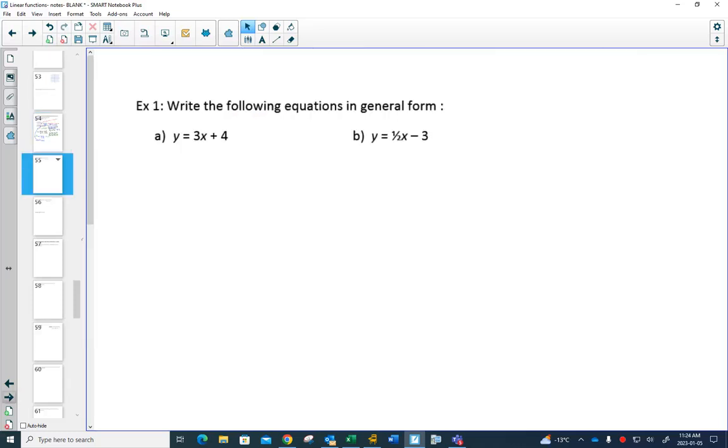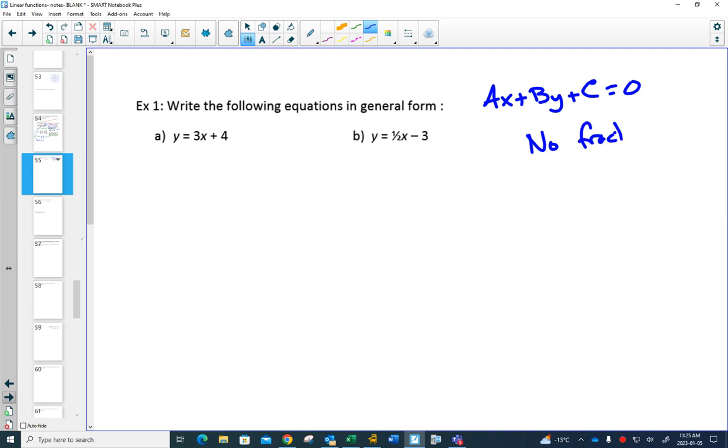Okay, so what do we do with these? One thing we do is take one form and write it as the other form. Can you see that each of these is in y equals mx plus b form? And you want to write it in general form. So in your head, you tell yourself, okay, general form looks like this, with no fractions, and a being positive.